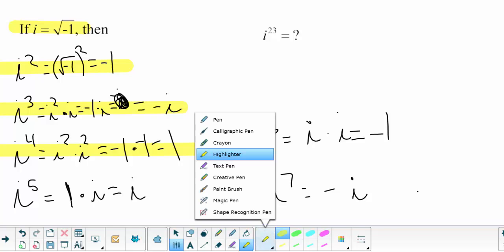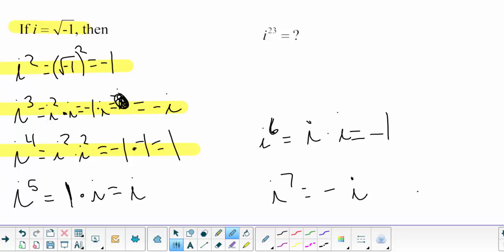All right. So if you wanted to actually find something like i to the 23rd, you could sit here and do this 23 times, or you can divide it by 4 and see what our remainder is. So if we divide 23 by 4, that'll give us a remainder of 3, right?